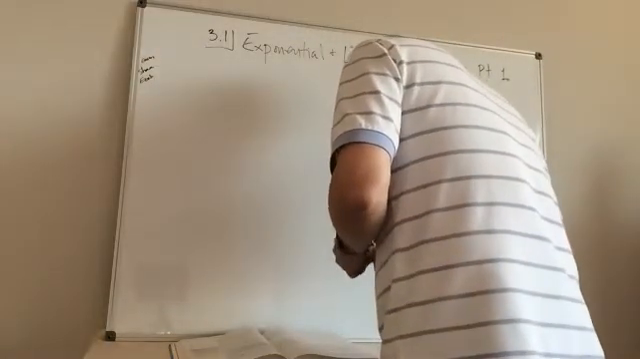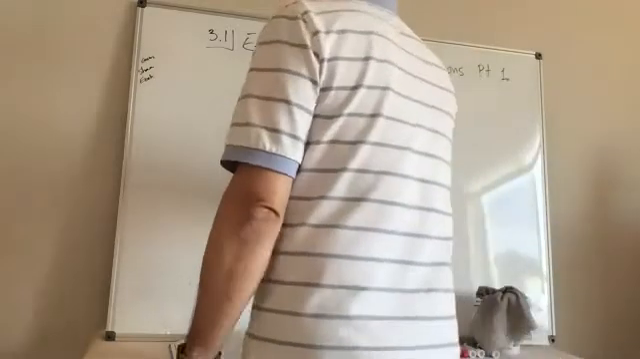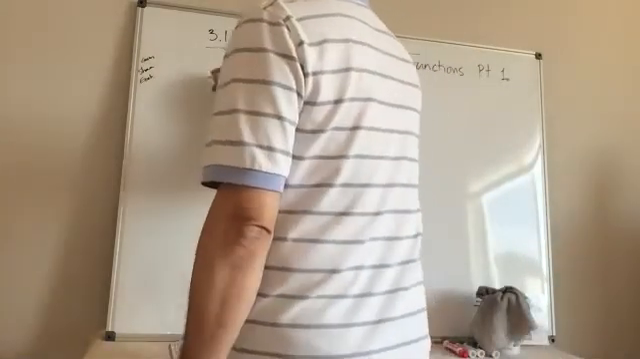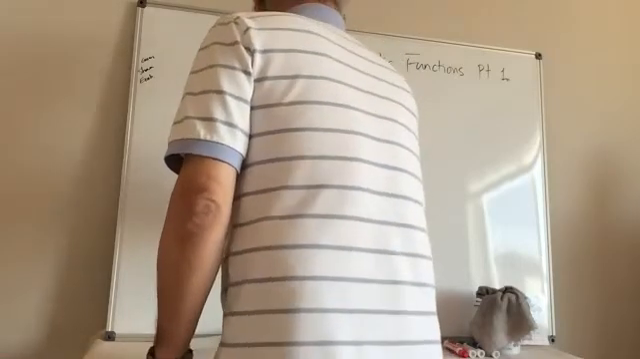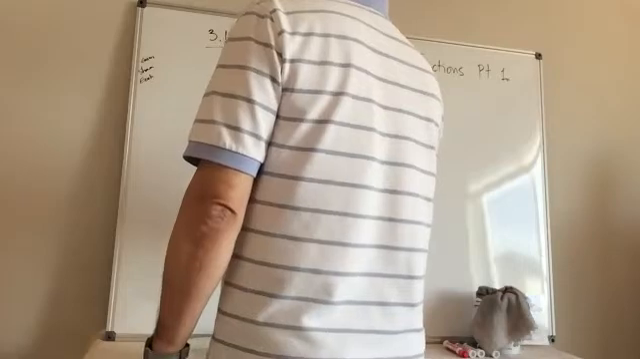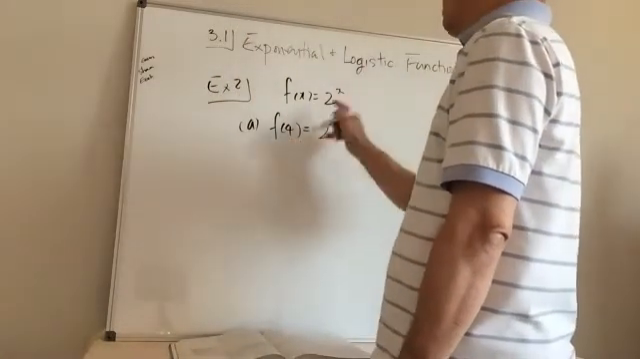Okay. All right, let's go to example number 2. Computing exponential function values for rational number input. So if f of x is equal to 2 to the x, this is example number 2. We have a, what is f of 4? This is the same as where x is, I'm going to put 4.